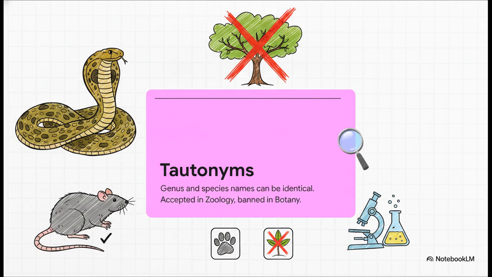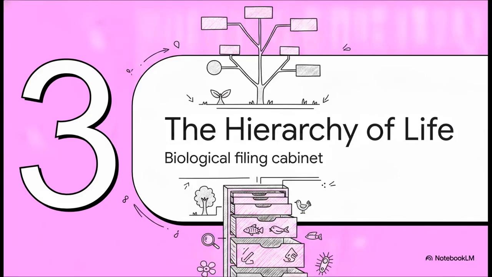Tautonyms are perfectly fine in zoology for animals, but they're strictly banned under the rules of botany for plants. Exam writers love to test that little detail, for sure. Section 3. The hierarchy of life, sorting into the biological filing cabinet.